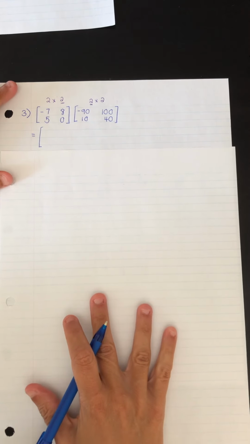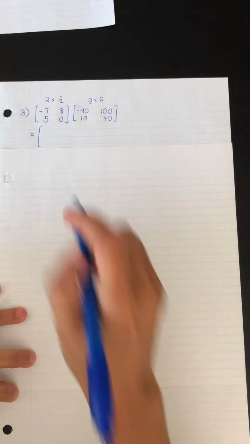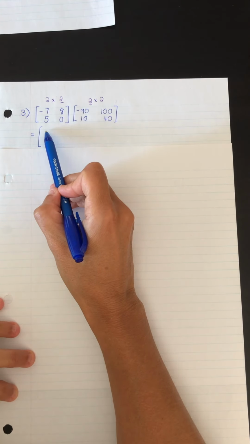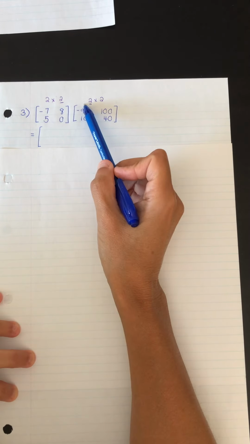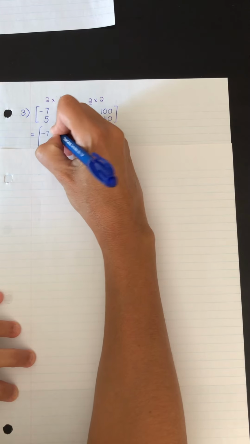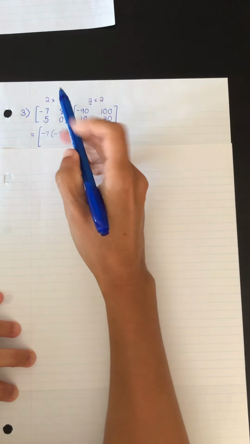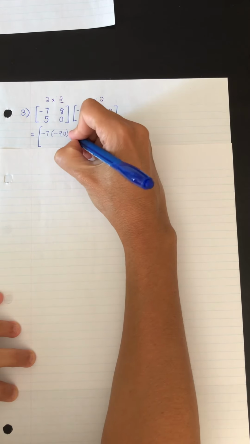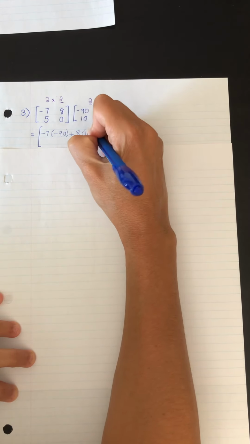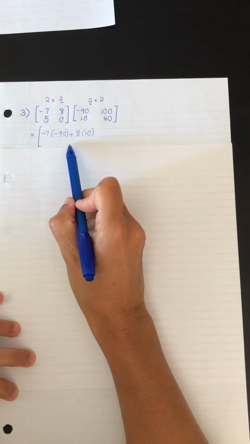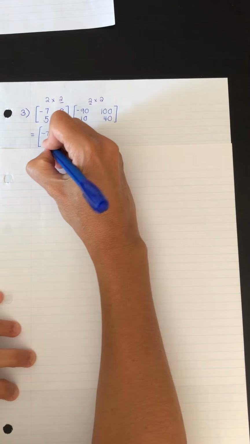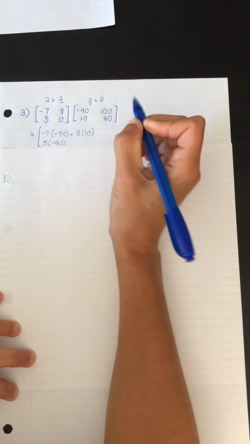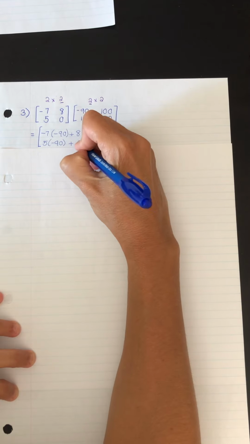So let's figure out how to form those entries. In the first row and the first column, we multiply these numbers by these numbers. So negative 7 times negative 90 is added to 8 times 10. For the entry in the second row of the first column, take the second row and multiply it by the first column. So 5 times negative 90 plus 0 times 10.